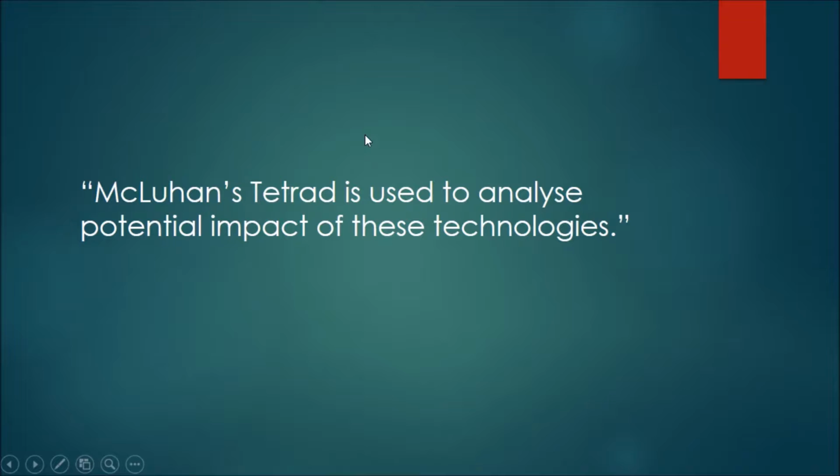Okay, so this is a sentence taken from students' writing. McLuhan's tetrad is used to analyse potential impact of these technologies. Now, if I was correcting this, I would put the error correction code for article here. So if this was your writing, you would need to consider which particular change to the use of articles needs to be made. So in this case, there is no article, so obviously an article is needed. You would correct it to: McLuhan's tetrad is used to analyse the potential impact of these technologies.